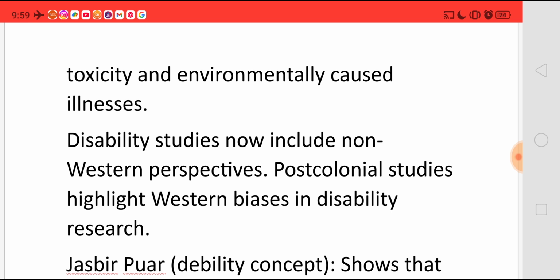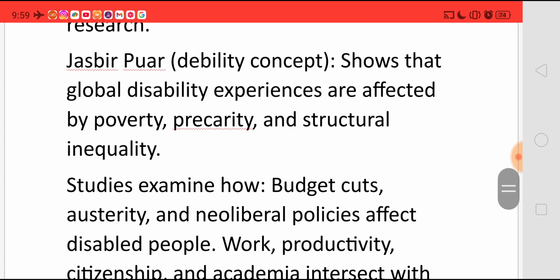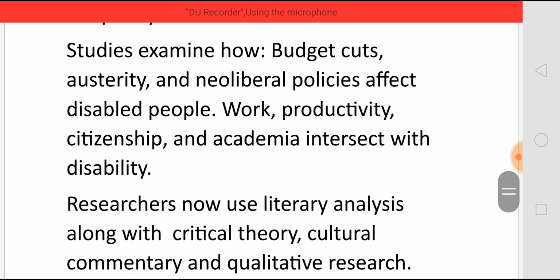Disability studies now include non-Western perspectives. Post-colonial studies highlight Western biases in disability research. Jasbir Puar shows that global disability experiences are affected by poverty, precarity, and structural inequality. Studies examine how budget cuts, austerity, and neoliberal politics affect disabled people. Work, productivity, citizenship, and academia intersect with disability.